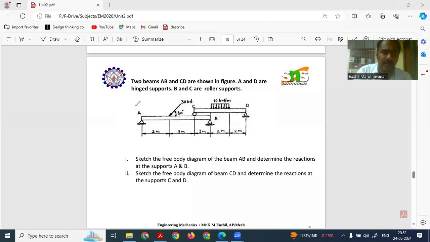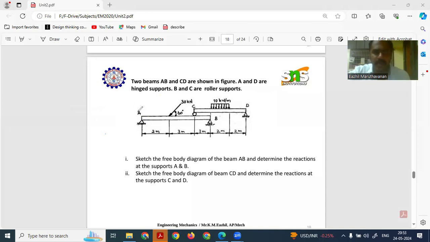From the figure, at point A, we have a hinged support. We are able to see the supports at point A. It is a hinged support, and at point B, it is also a hinged support, whereas at point C, it is a roller support.